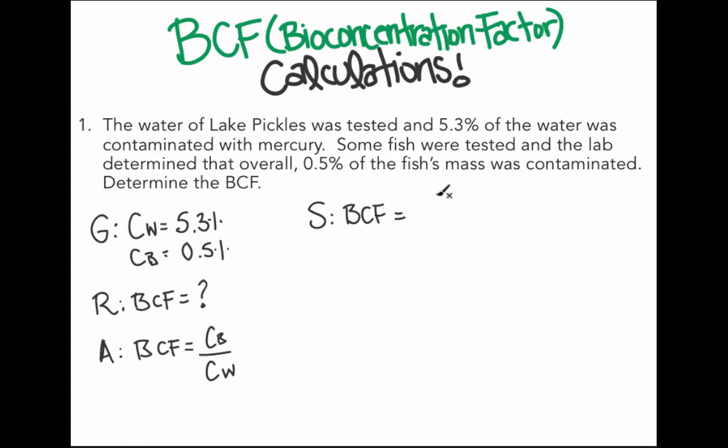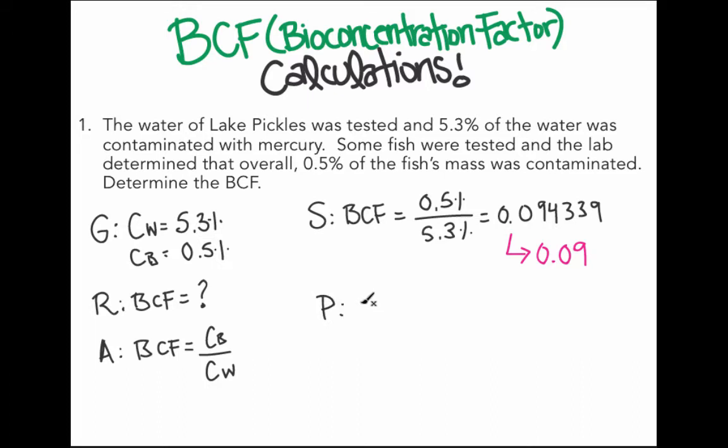We're just going to sub in the values that we were given into our equation. So BCF is equal to 0.5% divided by 5.3%. Once you plug that into your calculator, you'll get 0.094339. Now we need to round our answer to the correct number of sig figs. To determine how many sig figs our answer requires, we need to refer back to the question. The question here gives us 2 values. The first value has 2 sig figs, and the second value has only 1 sig fig. That means that our final answer only needs 1 sig fig. If we were to round 0.094339 to just 1 sig fig, it would be 0.09.